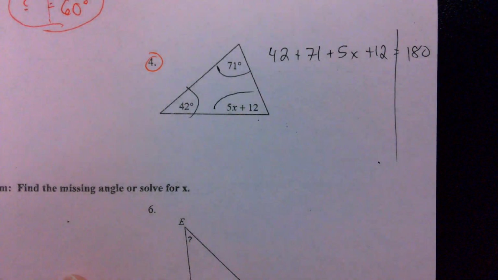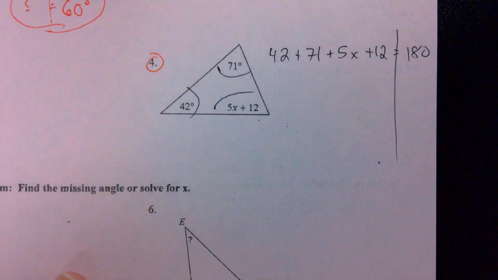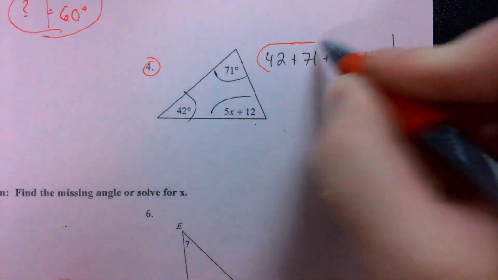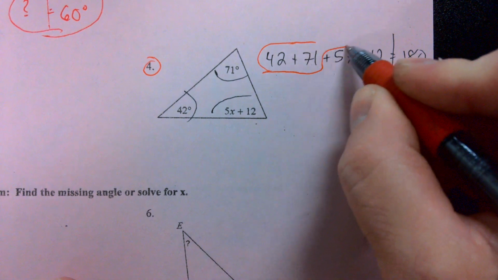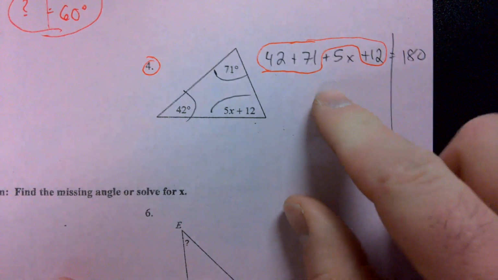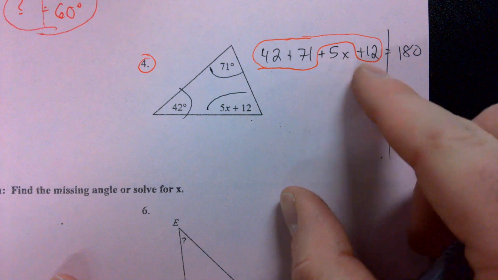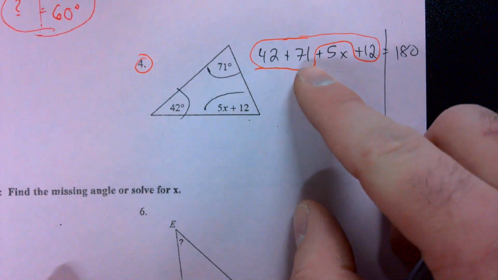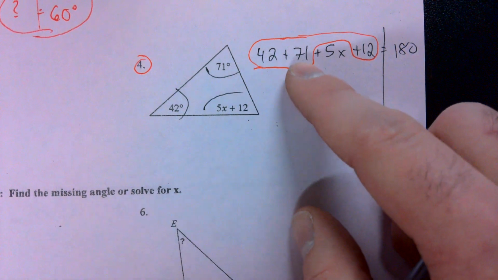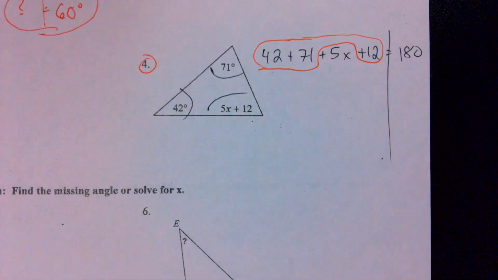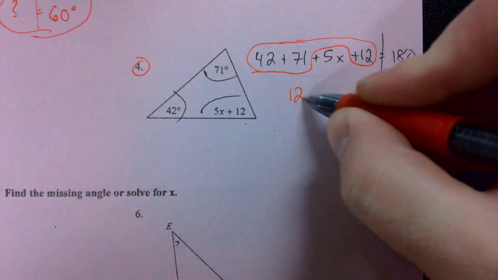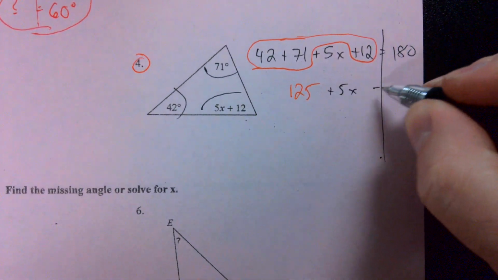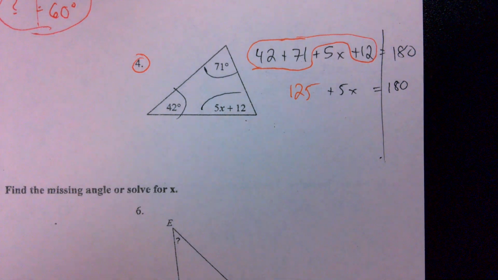What are the like terms that I can combine here on the left side? 42, 71, and 12. My 5x has an x in it, so I'm going to leave it alone. 42 plus 71 gives me 113. Plus 12 gives me 125.